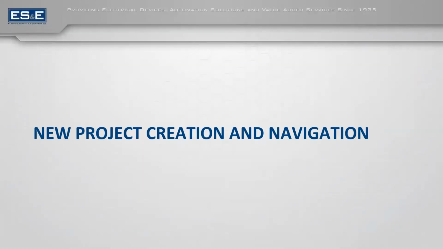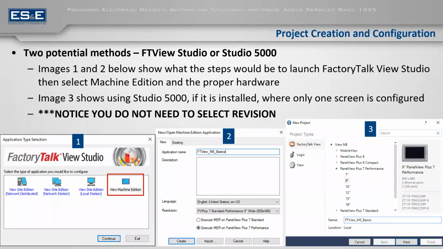All right, so our next section we're getting into here is new project creation and navigation for the PanelView Plus in FTView View Studio. So there are two potential methods where you can create a new application. The first method I show in images 1 and 2, and it would be to open Studio itself, select Machine Edition. So if you have Studio Enterprise, it will show up with all the ones that I have in the image here. If you have Studio for Machine Edition only, then it will only open the Machine Edition for you, so that first screen will look a little bit different.